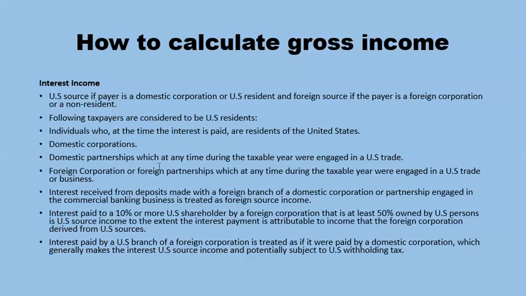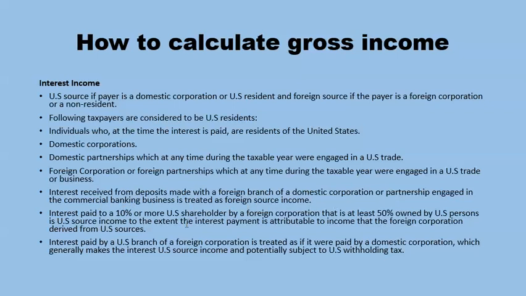domestic corporations; domestic partnerships which at any time during the taxable year were engaged in a US trade; foreign corporations or foreign partnerships which at any time during the taxable year were engaged in a US trade or business. Interest received from deposits made with a foreign branch of a domestic corporation or partnership engaged in the commercial banking business is treated as foreign source income.